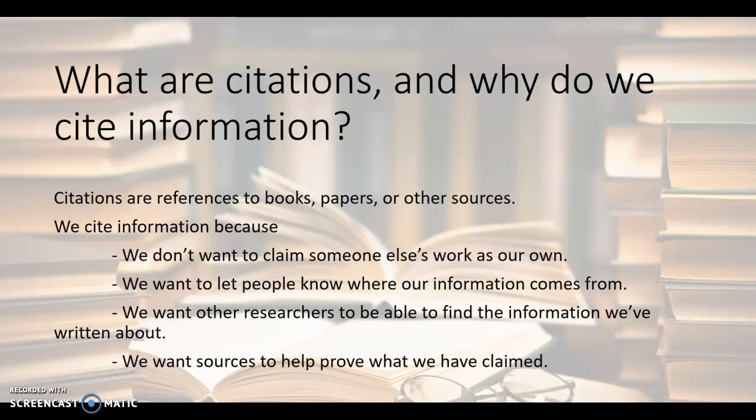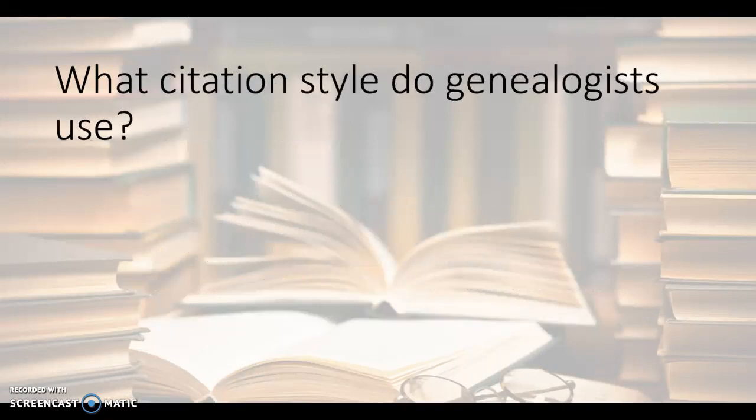And then we want sources to help prove what we have claimed. It goes a long way to proving a claim when you have good sources that back up your statement when you say that these are the parents of this ancestor. It helps to have sources that prove that information, especially as we work further on in this course and you start writing proof summaries and proof statements and do evidence analysis. You need to have citations in the middle for those.